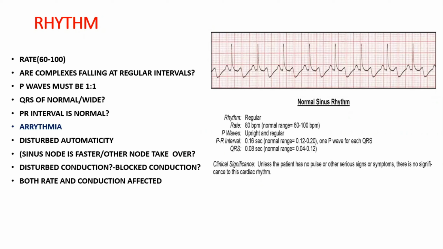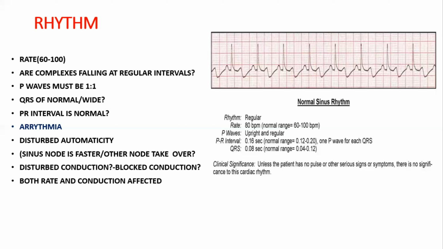Usually rhythm is regular, rate is 60 to 100, P waves are upright and regular, and each P wave has one QRS. PR interval is 3 to 5 small boxes. QRS is 3 boxes. Arrhythmia is disturbed automaticity.